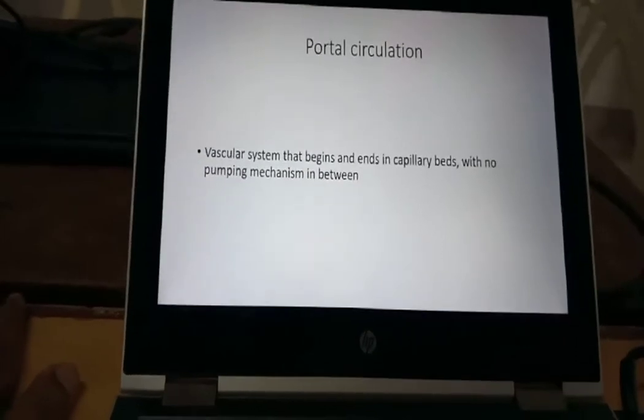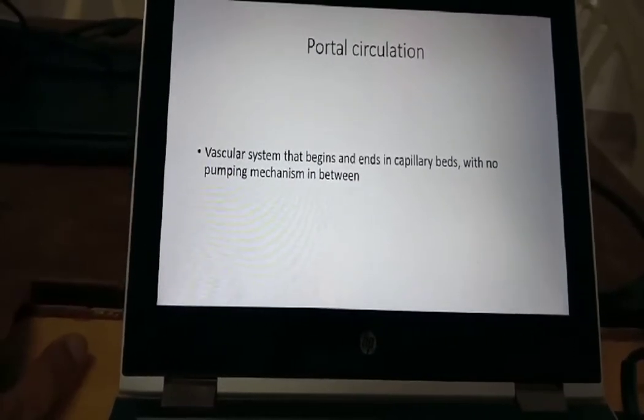Okay. Now we will come to the portal circulation that I spoke about. It is a vascular system that begins and ends in capillary beds with no pumping mechanism in between. That is called a portal circulation. Okay, from capillaries to capillaries there will be no pump. The pump is the heart.